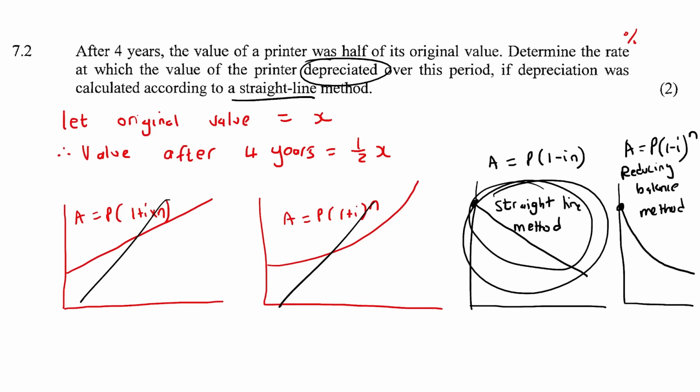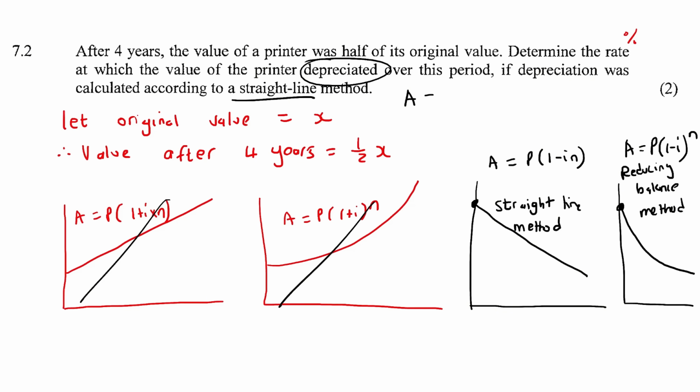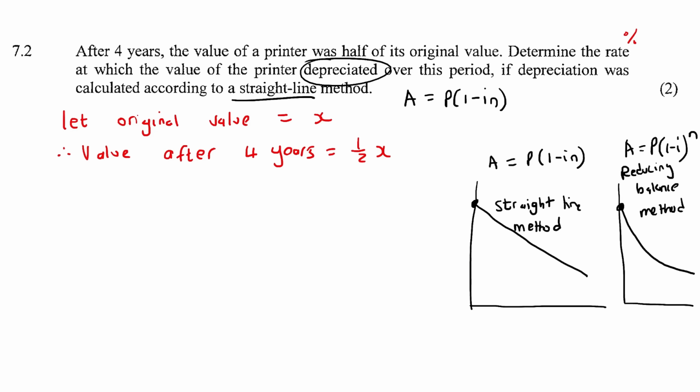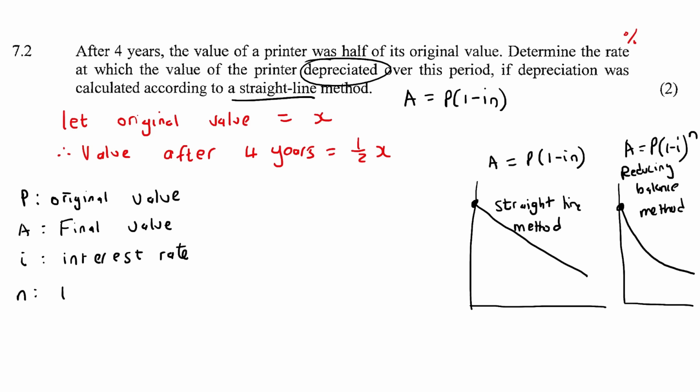So it's this one over here. So we're going to use this formula. We're going to say A equals P(1 minus iN). And for those of you that maybe need a bit of a recap, P is always the original, A is always the final, because some learners think that A must always be larger than P. It's not true. When you are dealing with depreciation, your A value will always be less than P because the item is depreciating. i is your interest rate, and then N is your time.